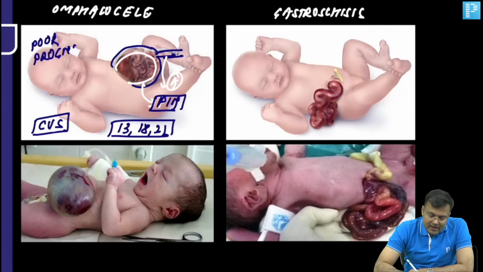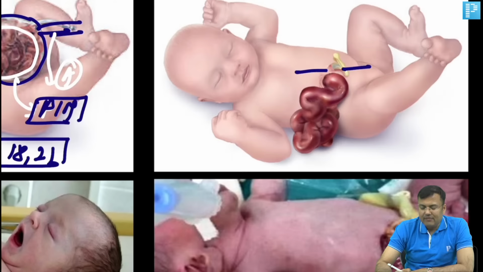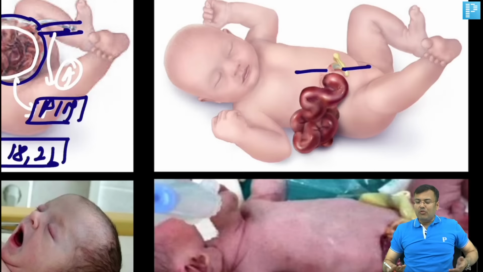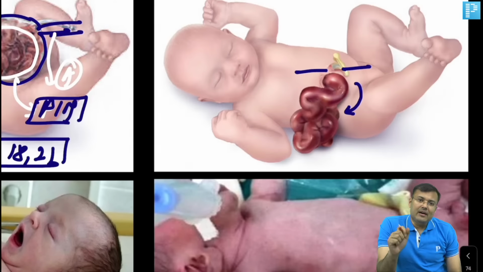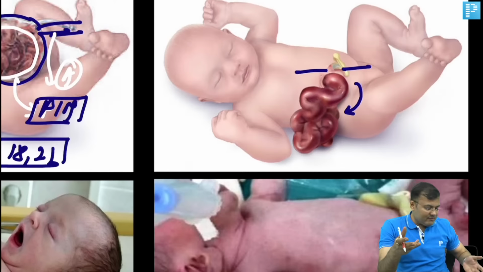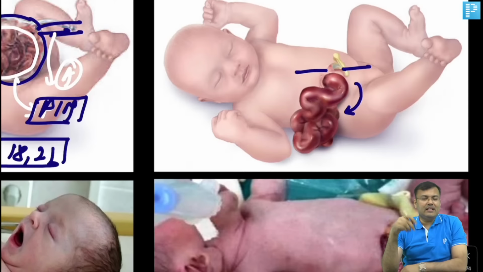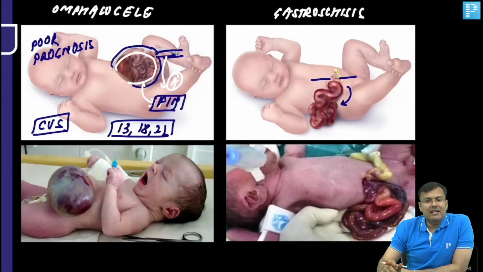Poor prognosis. And if you see this gastroschisis, can you see here? On the right side of the umbilical cord, there is splitting of the abdominal wall, and the bowel is exposed. So intestinal atresia and bowel related complications are more, but here prognosis is relatively better. Why? Because it is not or rarely associated with congenital malformations.